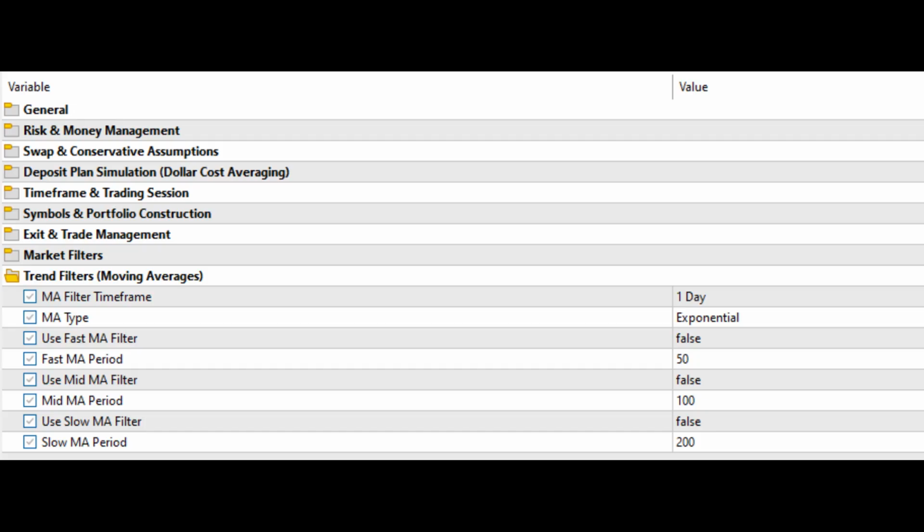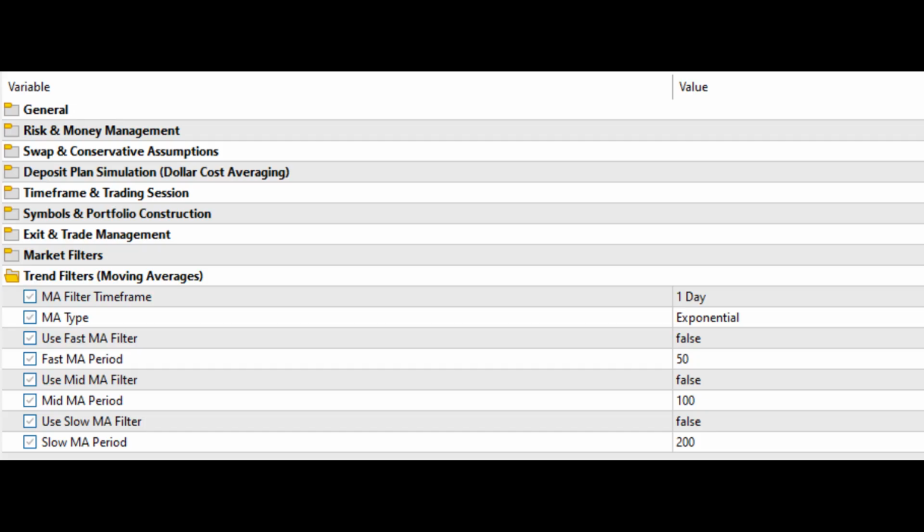Use mid-MA filter is also false by default, with a mid-MA period of 100. When enabled, this filter adds a medium-term trend condition. It is useful if you want the expert advisor to trade only when both the shorter and the medium-term trend are aligned.